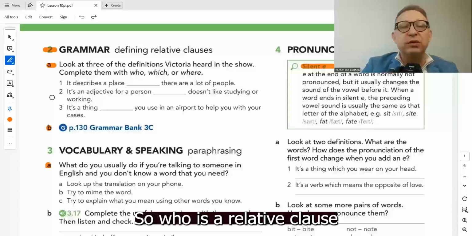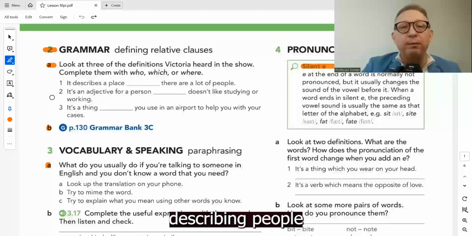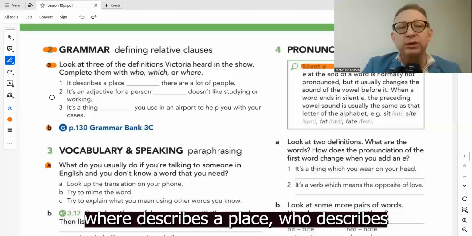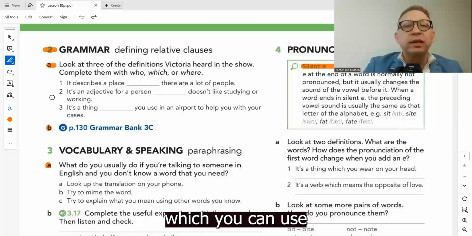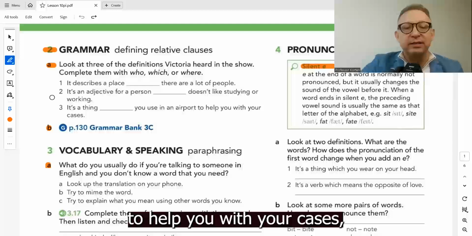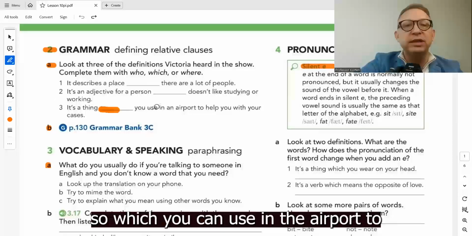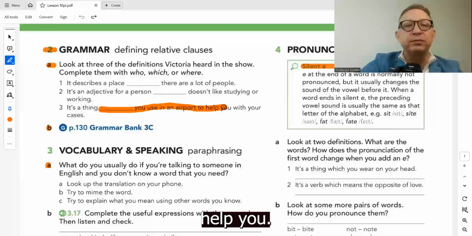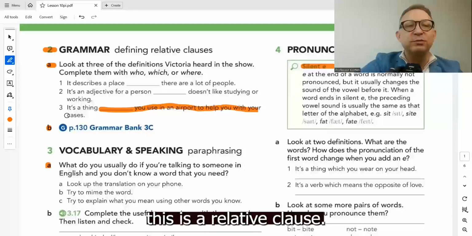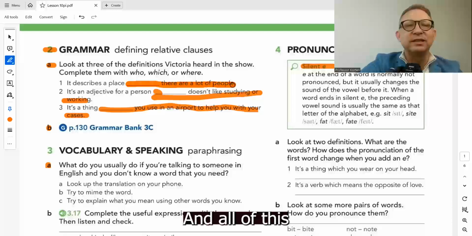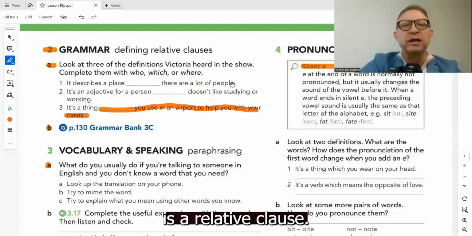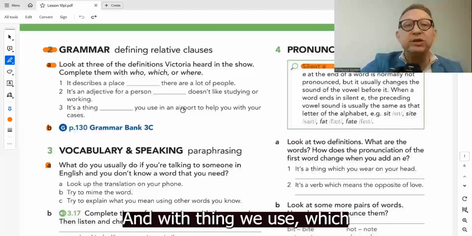So who is a relative clause describing people. Where describes a place, who describes a person. And finally, which. It's a thing which you can use in an airport to help you with your cases. So which you can use in the airport to help you. All of this is a relative clause, and all of this is a relative clause. And with thing, we use which.